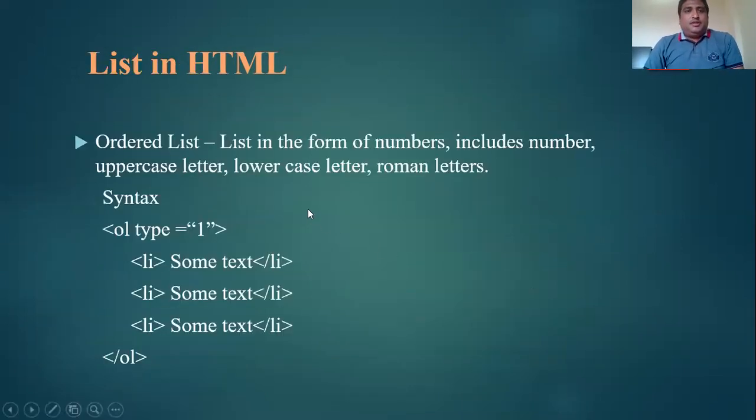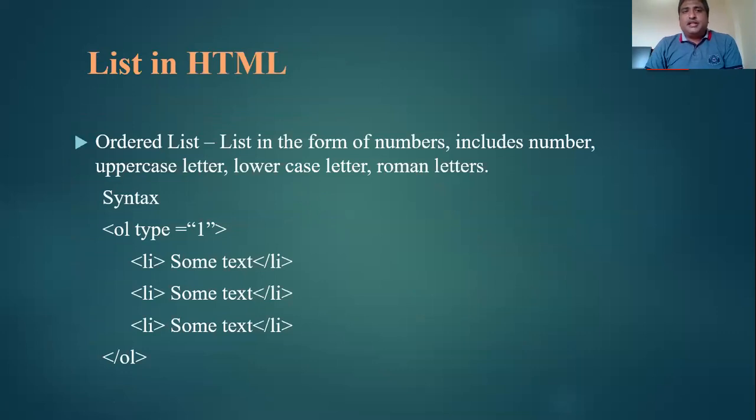Next one is the list tag. In list tag, whenever we want to display the text in an ordered format or an unordered format, we use lists. There are different types of lists available. First one is the ordered list. In an ordered list, the list contains numbers, uppercase letters, lowercase letters, Roman letters, etc.